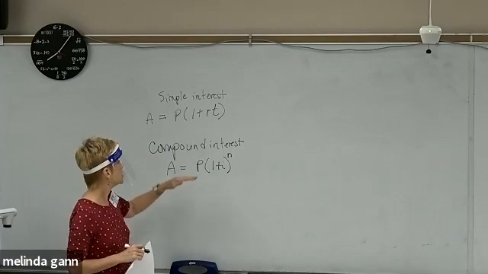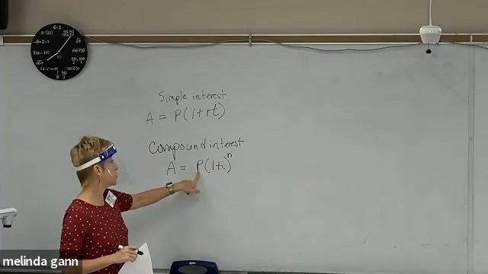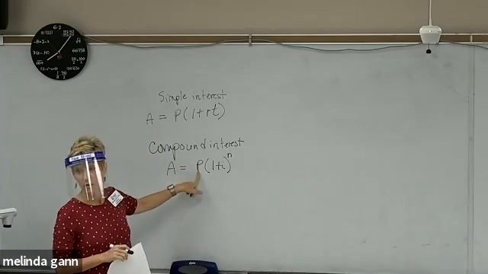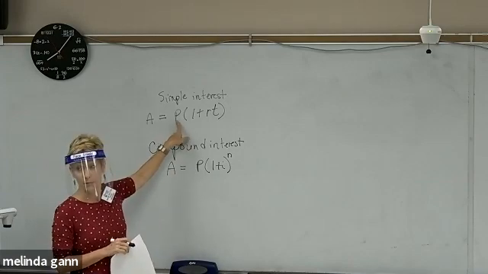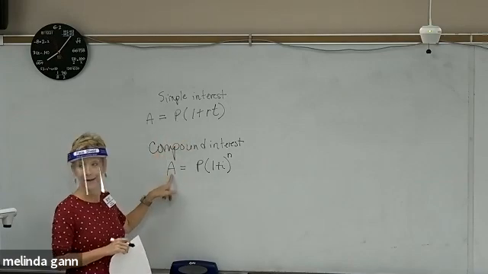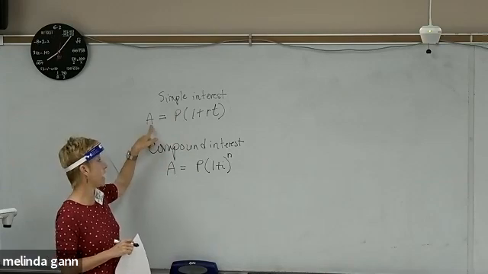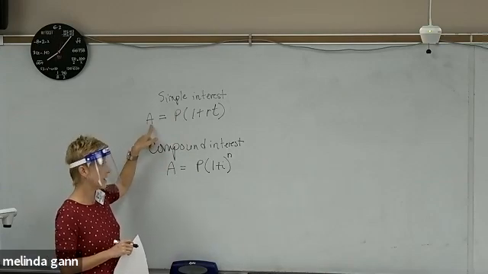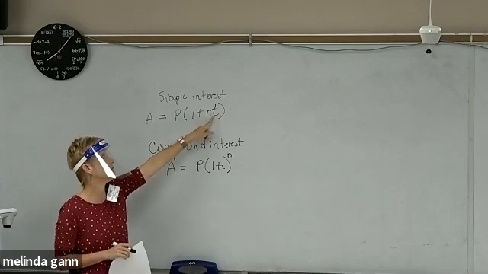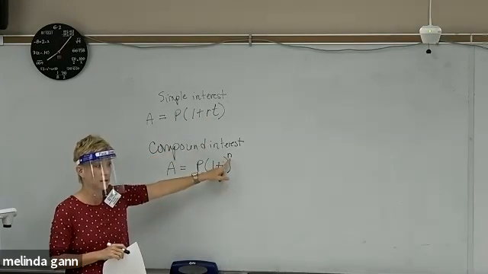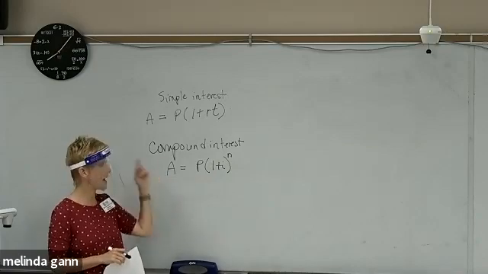So again, what's your P? Your principal, just like P up here is your principal. Okay, what's your A? Future amount, just like up here. Now, the difference is up here it's an R and a T, and down here it's an i and an n. And here's the reason for the i and the n.